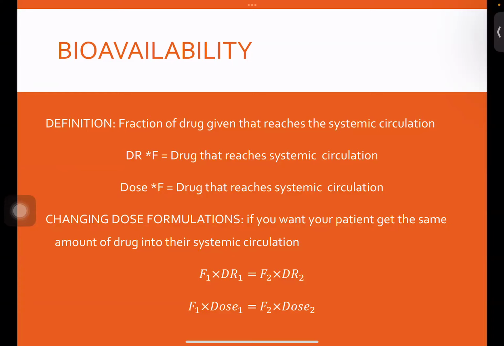P-glycoprotein is an exocrine pump. It's waiting in the wall of the gut to take that drug that's now been absorbed and spit it back out into the gut lumen. I call it the bouncer of the body. It's like, yeah, but no. You're back out in the lumen. So it's an active exocrine pump that moves drug from the gut wall back out into the gut lumen.